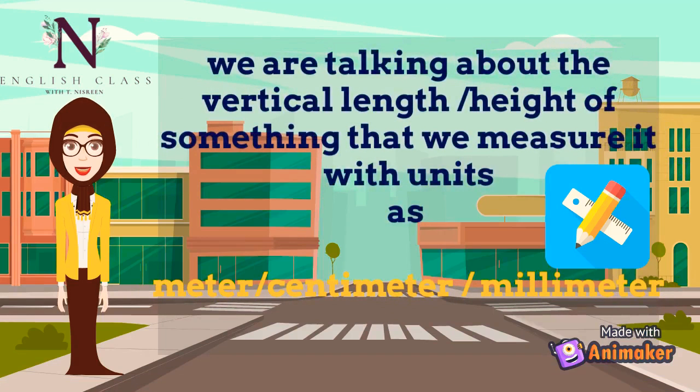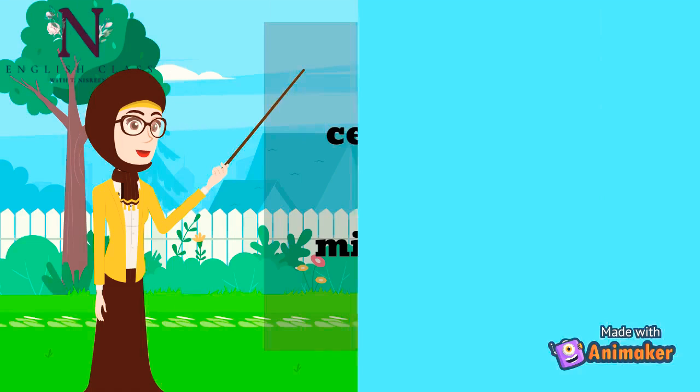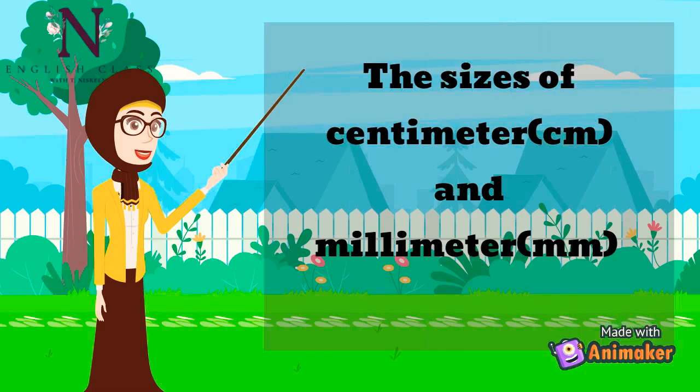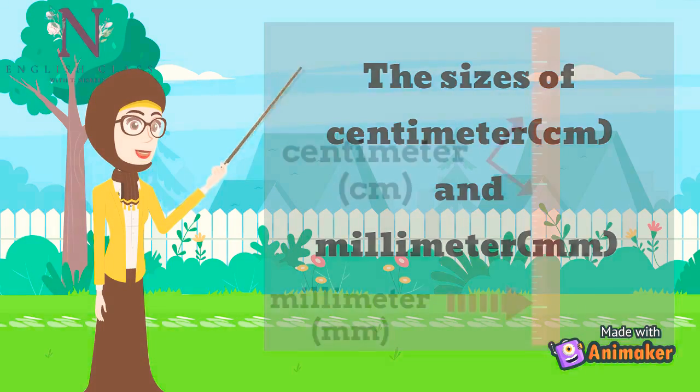In the second part of the lesson, we are talking about the vertical length or the height of something that we measure with units such as meter, centimeter, millimeter. Let's know what the sizes of centimeters and millimeters are. Pay attention that the short form of centimeter is cm and the short form of millimeter is mm.